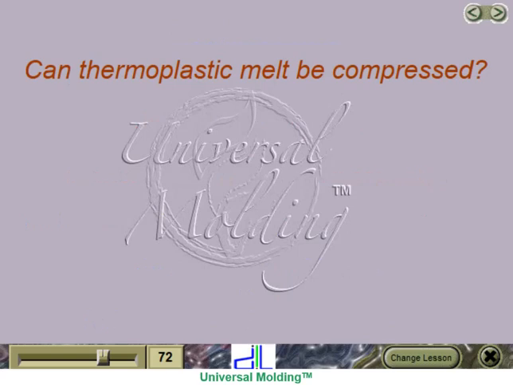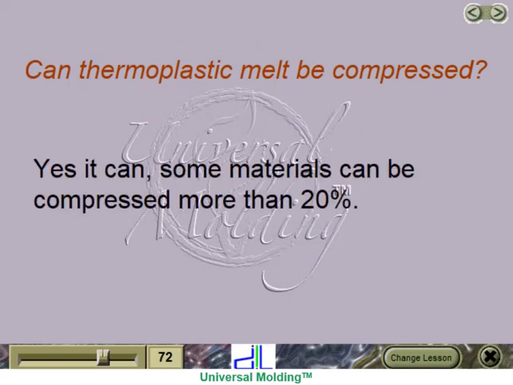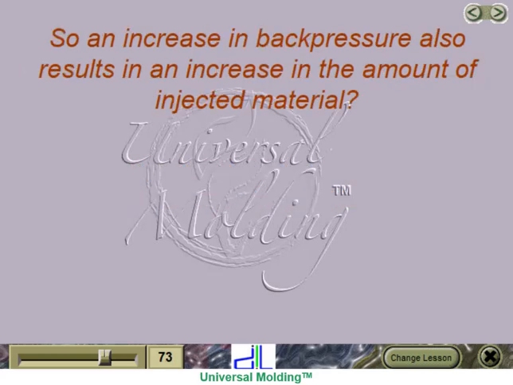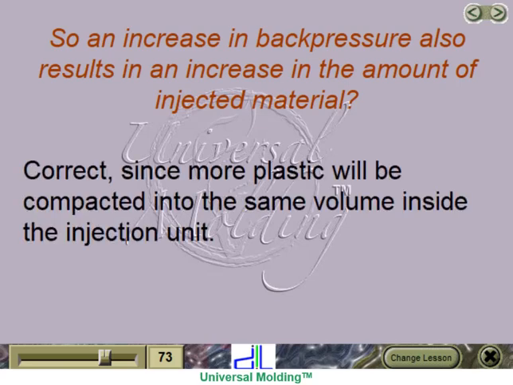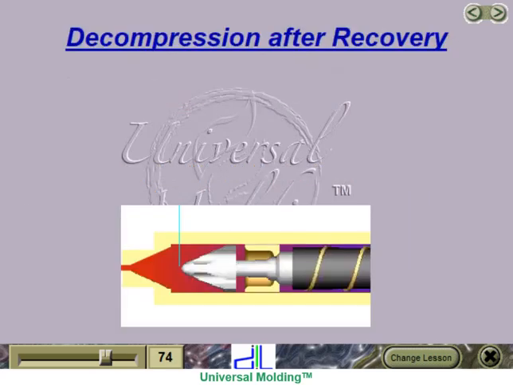Can thermoplastic melt be compressed? Yes, it can. Some materials can be compressed more than 20%. So an increase in back pressure also results in an increase in the amount of injected material. Correct, since more plastic will be compacted into the same volume inside the injection unit.